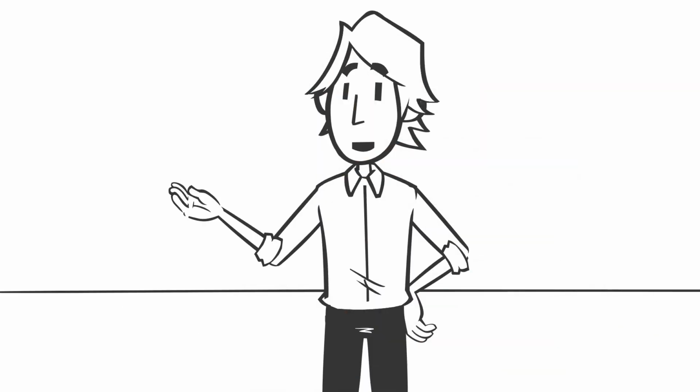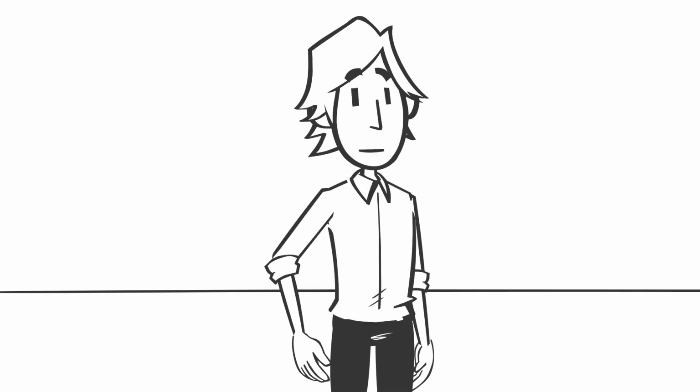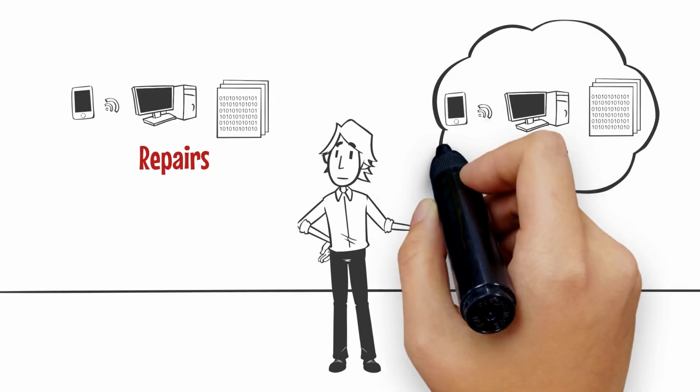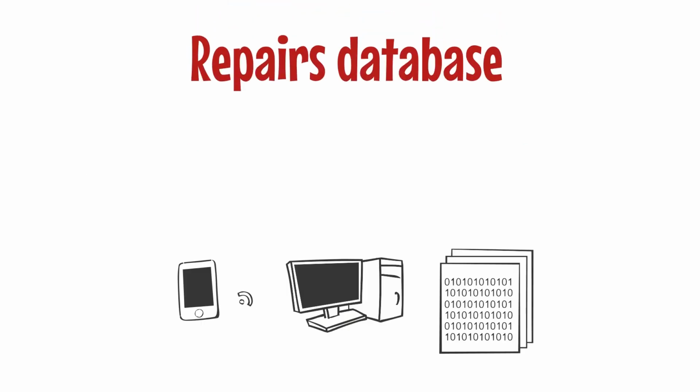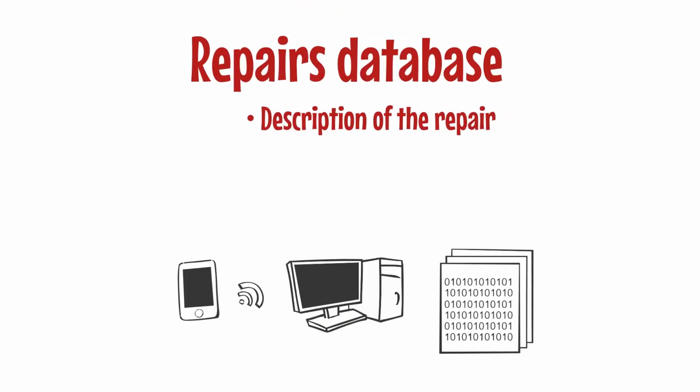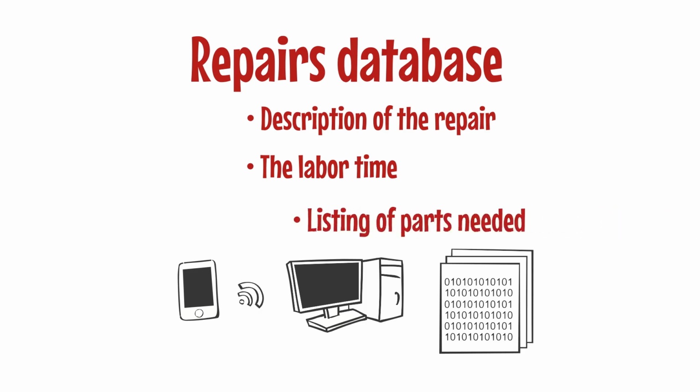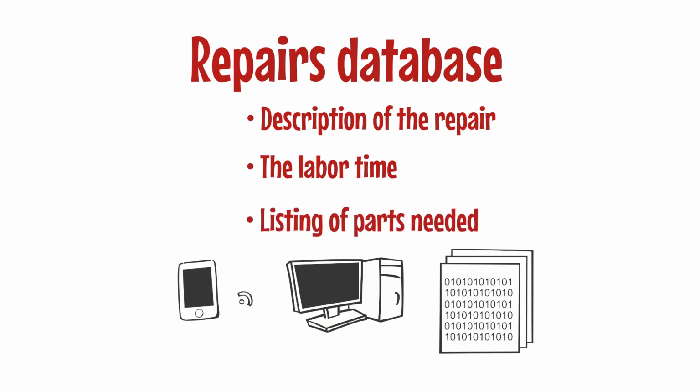To kick off the discussion about parts markups, I will again discuss how flat rate pricing systems pull together information to determine repair fees. Again, flat rate pricing systems draw information from two separate databases that are managed by the flat rate pricing provider. They are a repairs database and a parts database. The repairs database provides the description of the repair, the labor time to complete the repair, and a listing of parts needed to complete the repair.